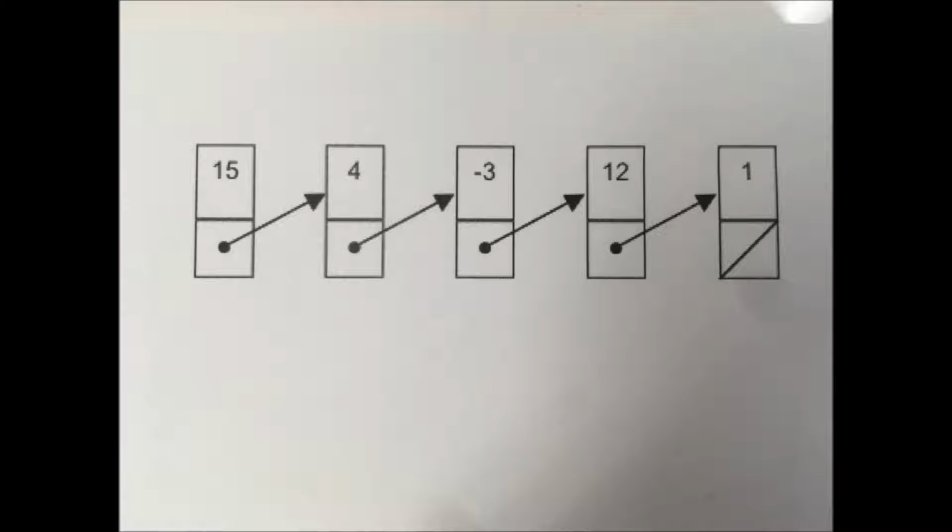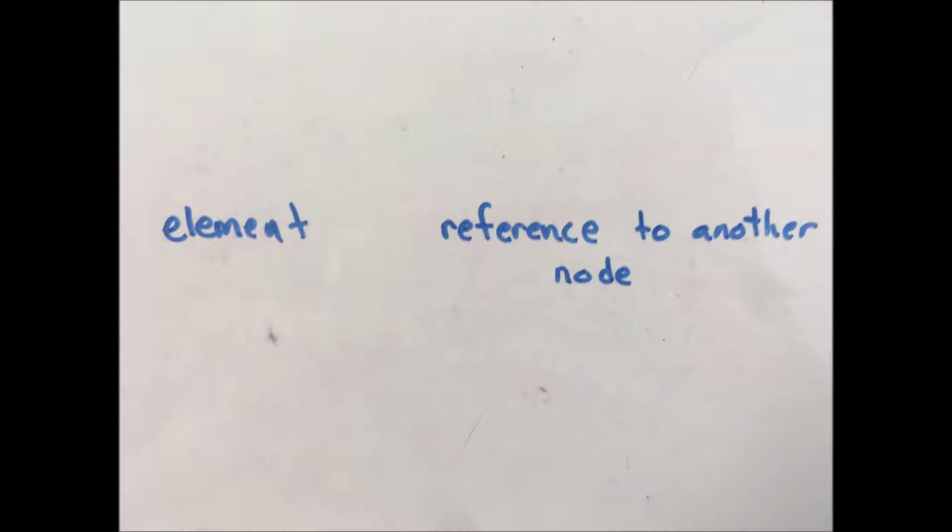In addition to connecting two nodes, the links also place the nodes in a particular order. The 5 nodes form a chain with the first node linked to the second node linked to the third node, and so on until the last node is reached. The last node is a special case which is not linked to another node, and its link is indicated with a diagonal line. Each node contains 2 pieces of information, an element, and a reference to another node.